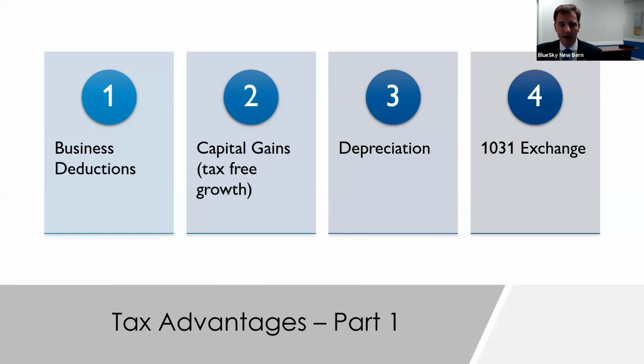Number two is capital gains. You basically get tax-free growth. If you buy a property for $1 million and it appreciates in value, there's no tax on that gain. Similar to a stock, it can grow tax-free. And when you sell it, if you want to pay the tax, we'll talk about the 1031 exchange in a minute, but it is subject to preferential capital gains rates.